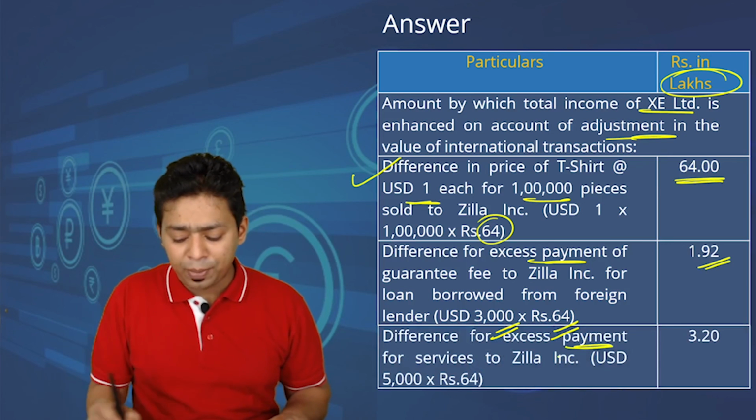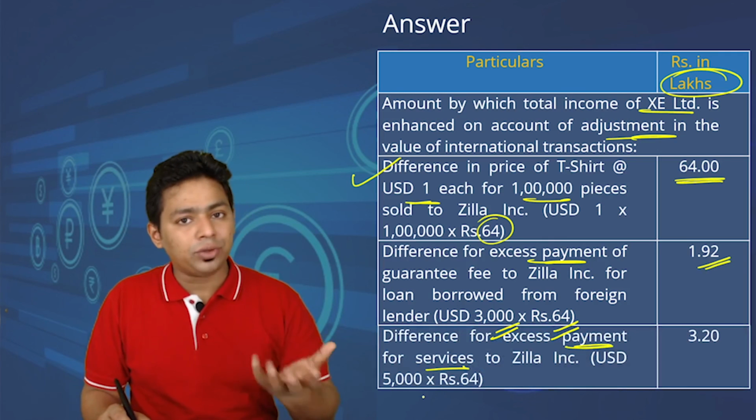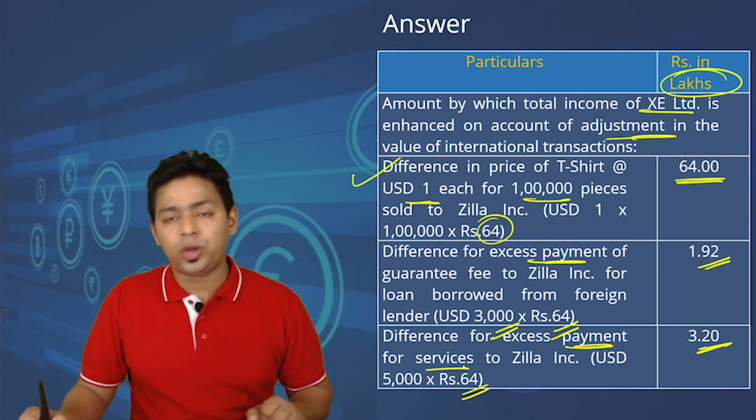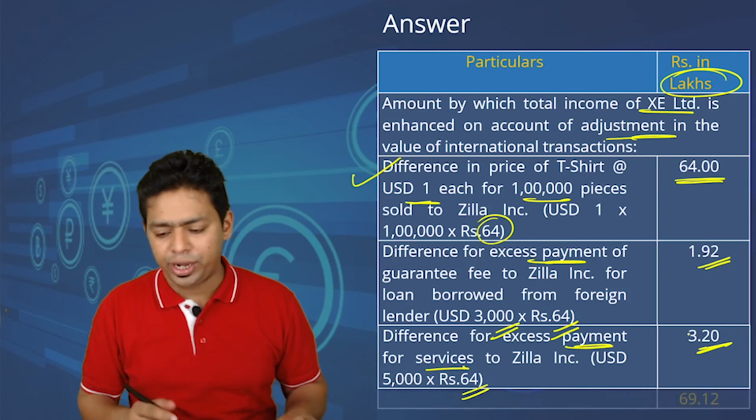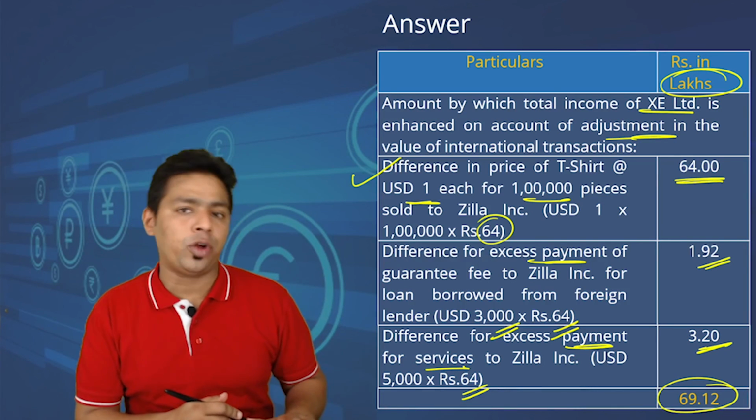Difference payment for market research services: 5,000 extra USD into 64, 3.2 lakhs. So these are the simple adjustments that we have already discussed. So the total addition that will happen to their existing income is 69.12 lakh.